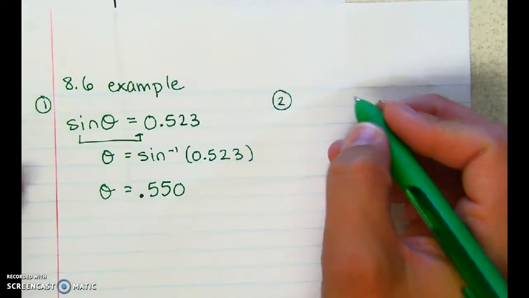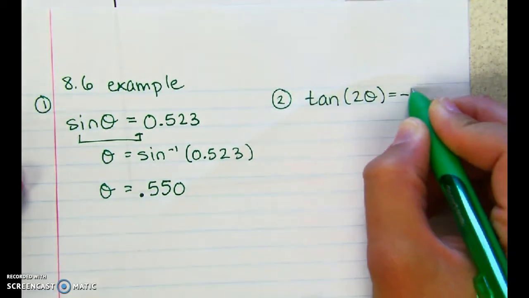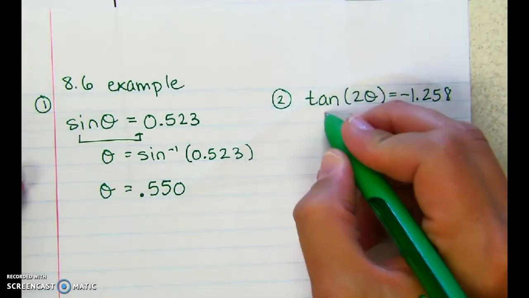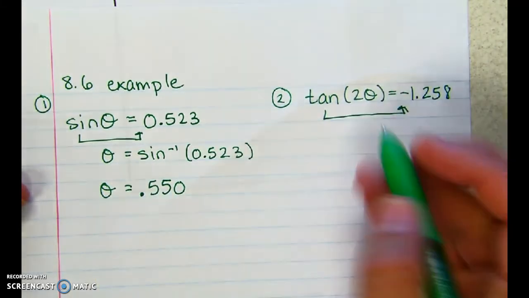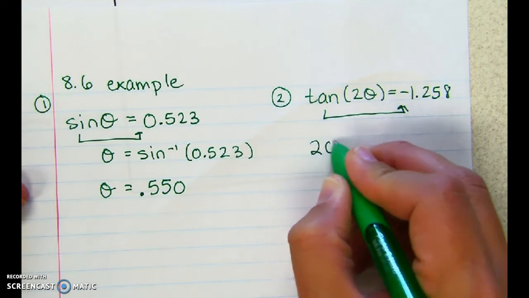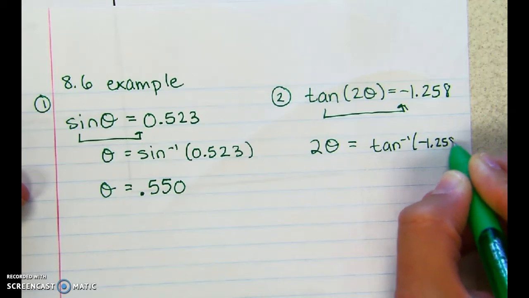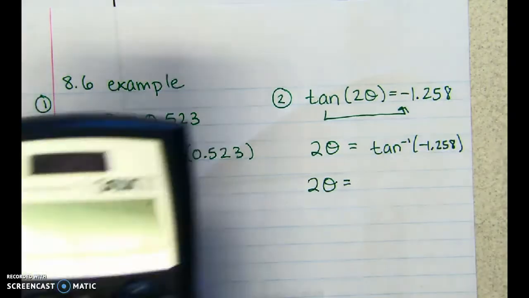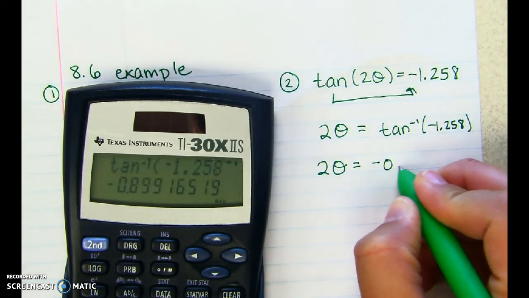however, doesn't have just a theta. It says tangent of 2 theta equals -0.1258. Okay, but still we need to move this tangent to the other side. But instead of theta being by itself, what's left over here on the left-hand side? We have 2 theta equals inverse tan of -0.1258. So let's use a calculator to find this. So we're going to go second tan -0.1258, and we get this lovely number.